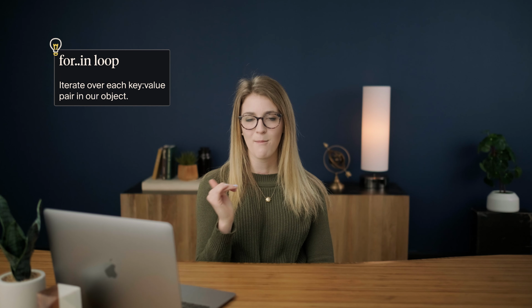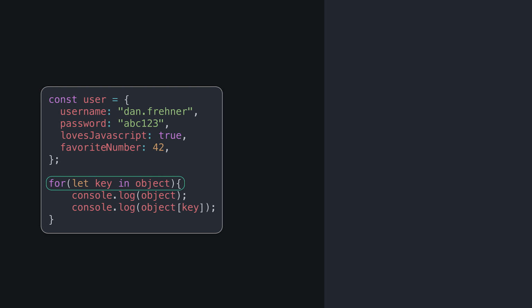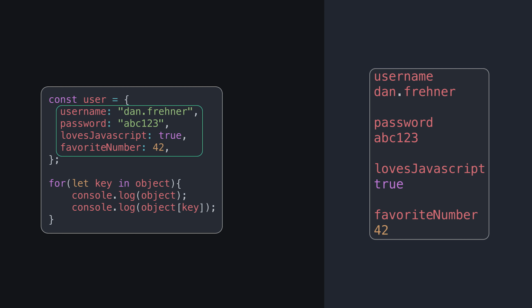And thankfully, it's a bit more intuitive. After the for keyword, in parentheses, we will declare a variable, so let variable name, use the keyword in, and then state the name of the object. This will loop over each key in the object and finish when all of the keys have been iterated over. We can use this key and bracket notation in our for loop to access the value associated with that key.